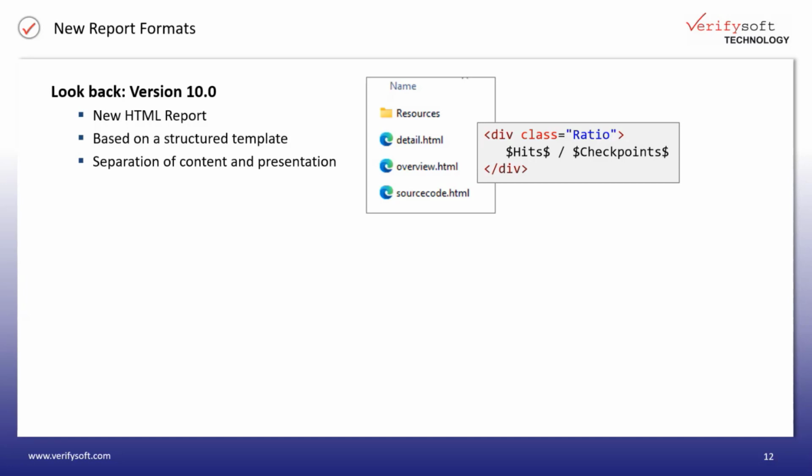There are always 3 of them, and additionally as many resources as you like. Resources can be CSS, can be JavaScript, can also be pictures or logos or icons or whatever. And there is a logic and a structure behind it. For example, from the overview page, we have links to detail pages and we have links to source code pages. The overview template always leads to one index HTML file. The other two lead to many detail or many source code pages.